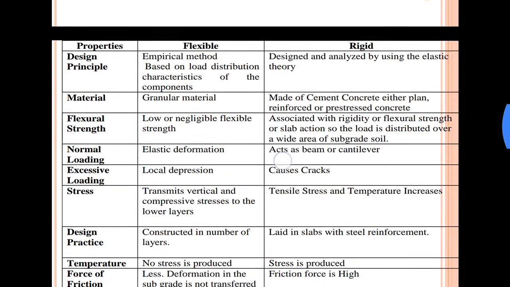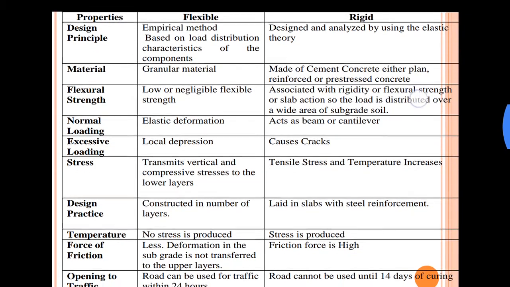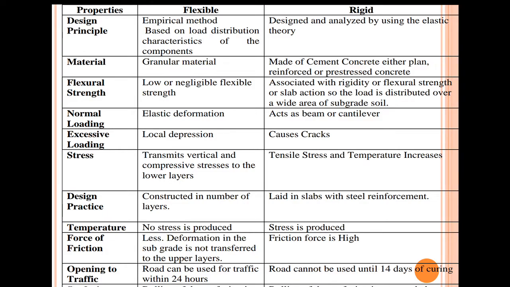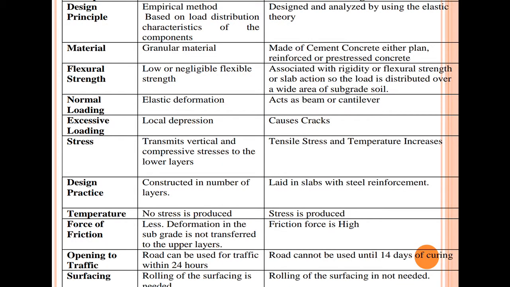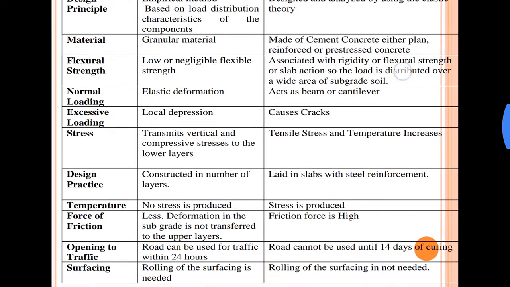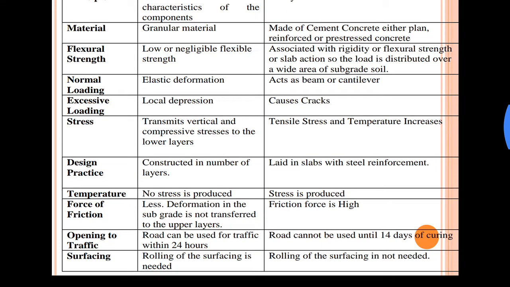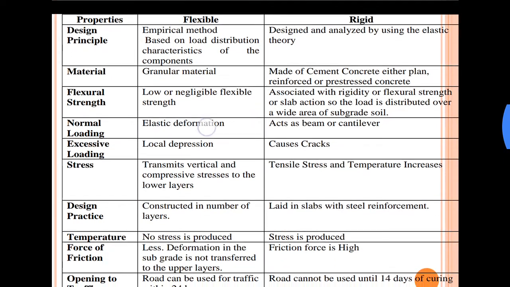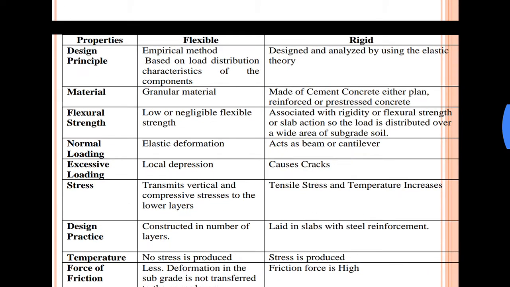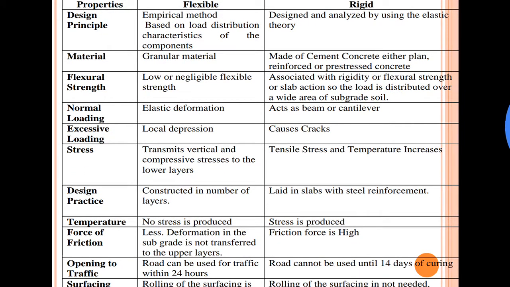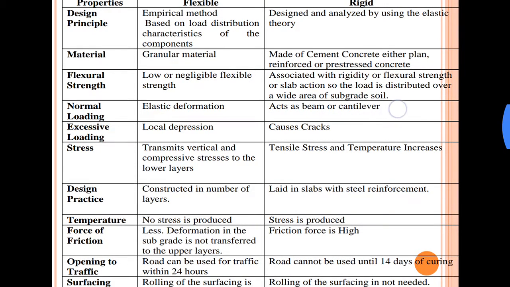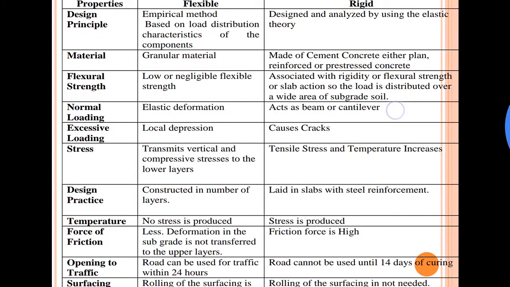In the case of rigid pavement, it is associated with rigidity, flexural strength and slab action, so the load is distributed over a wide area of subgrade soil. So here it possesses flexural strength, here it does not possess flexural strength. Under normal loading, here there is a chance of elastic deformation. Here there won't be any elastic deformation, since it will act as a beam or a cantilever, or a slab.